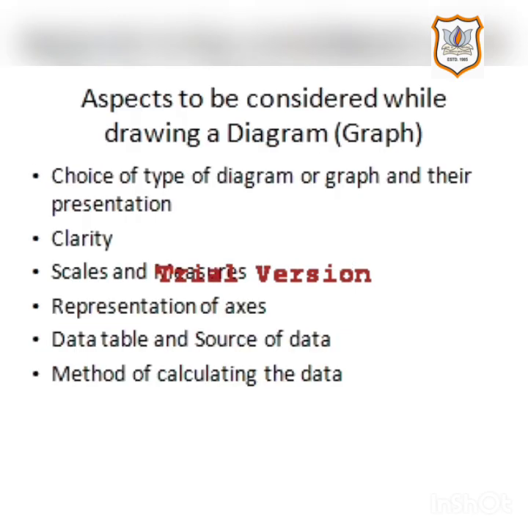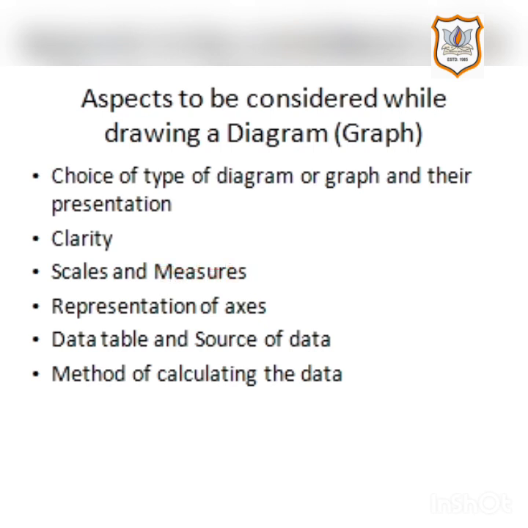Now, talking about the last but the most important topic, that is aspects to be considered while drawing a diagram or a graph. The purpose of drawing pictures is to make analysis simpler and more effective, and therefore the following points are to be considered. First one, choice of type of diagram or graph and their presentation. There are various types of diagrams and various kinds of graphs which we are going to study later on in this chapter. The user must select the right type of diagram or graph so as to make a picture more effective.